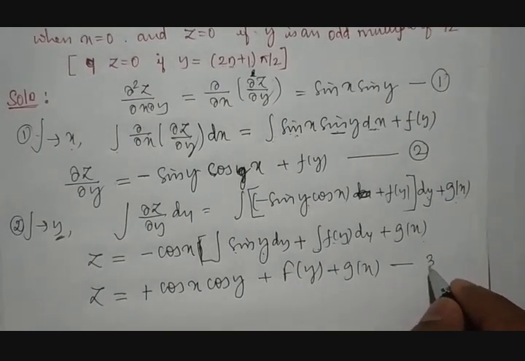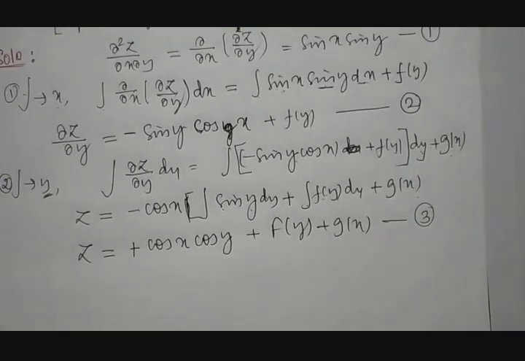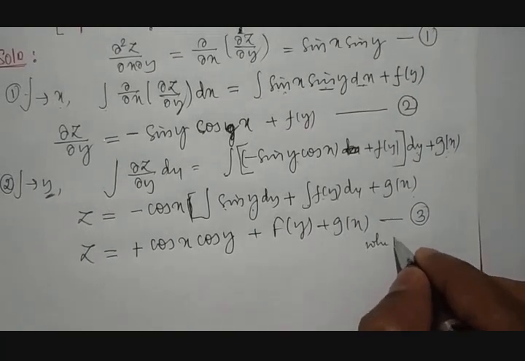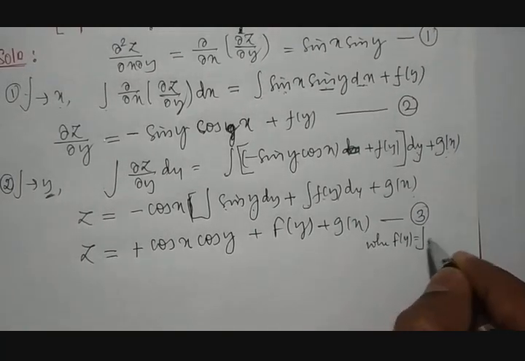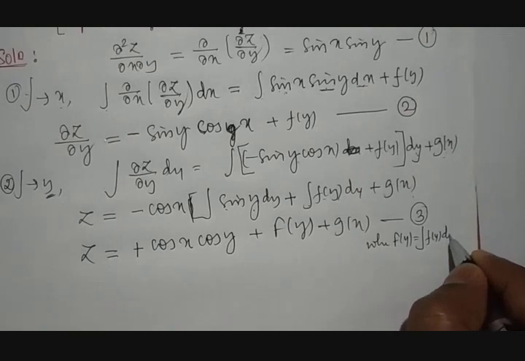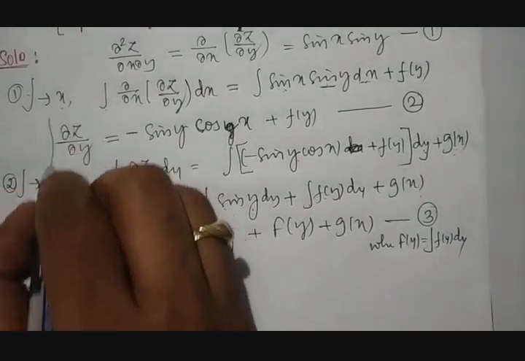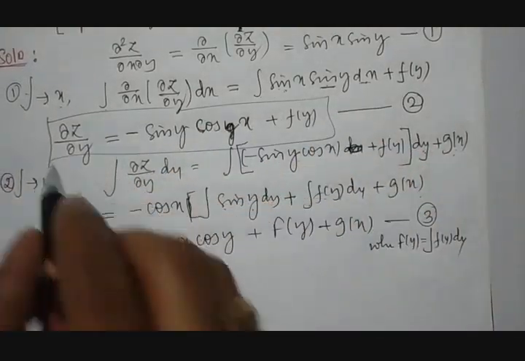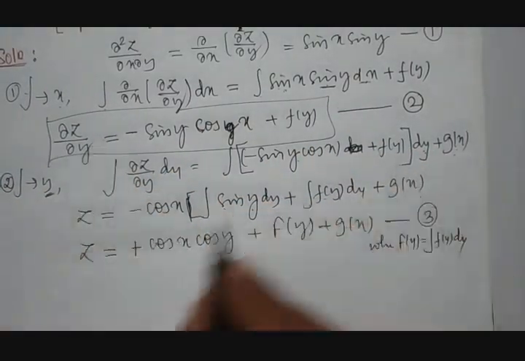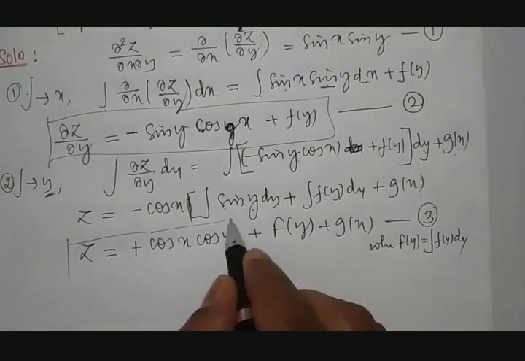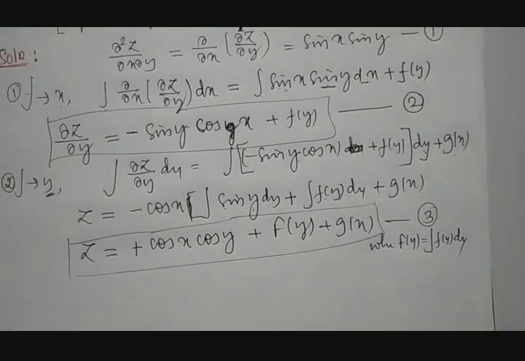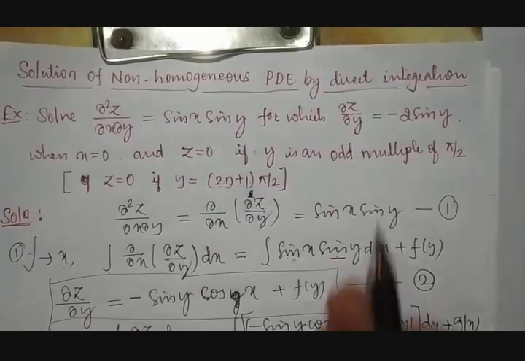Okay, so this we will be taking as equation number 3 with the notation where capital F of y is nothing but integration of small f of y with respect to y. Therefore, here we can observe we got few results. One, dou z by dou y equal to something. Other one, z is equal to something. So as per our substitution, we need these only.